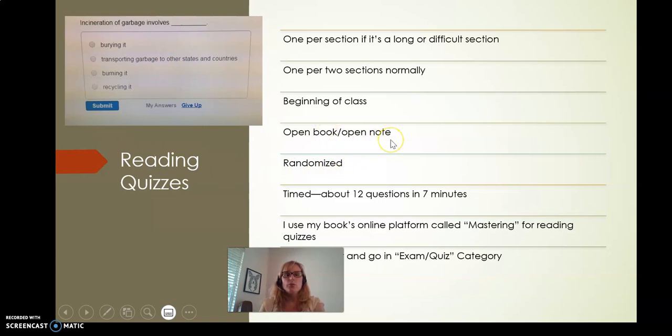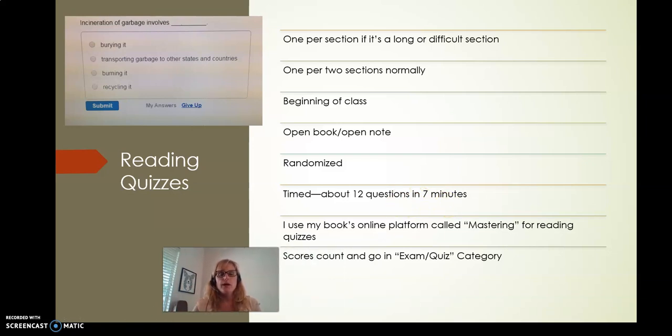The reading quizzes are open book, open note because at this point in time, I do not expect them to have memorized the information after just reading it one night or copying down the notes. So it is just a reading check, and if they read, they should do well on the quiz. A lot of kids wing it or skim, and they don't do well on the reading quizzes because I time them about 12 questions in 7 minutes, and there's not enough time to flip through the book and look up the answers if you didn't read ahead of time.